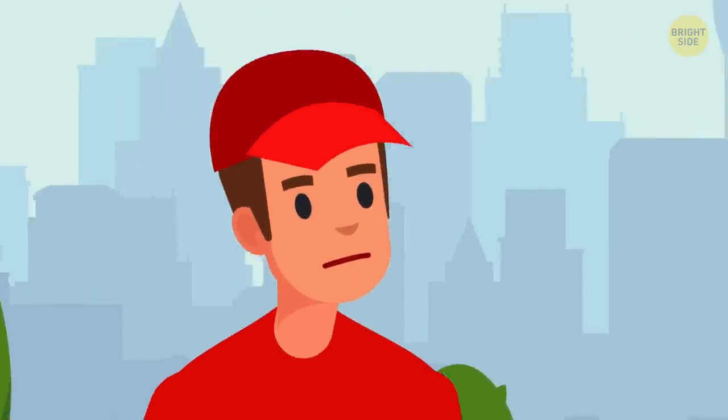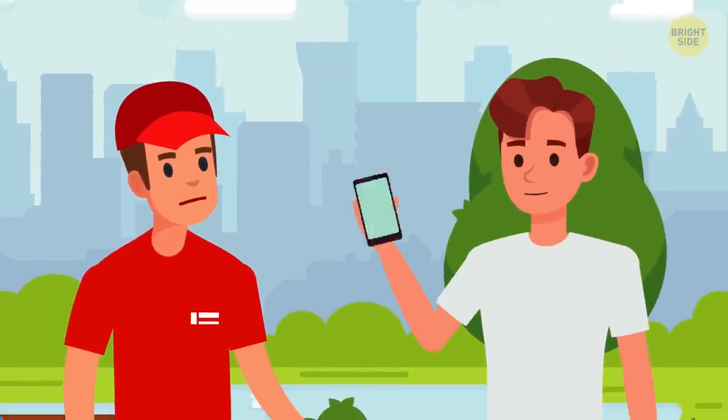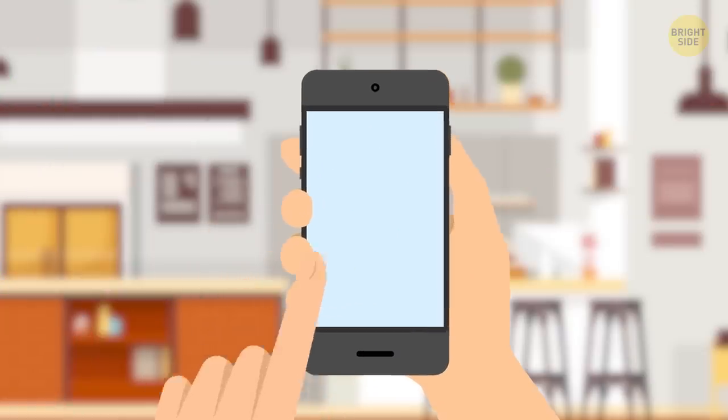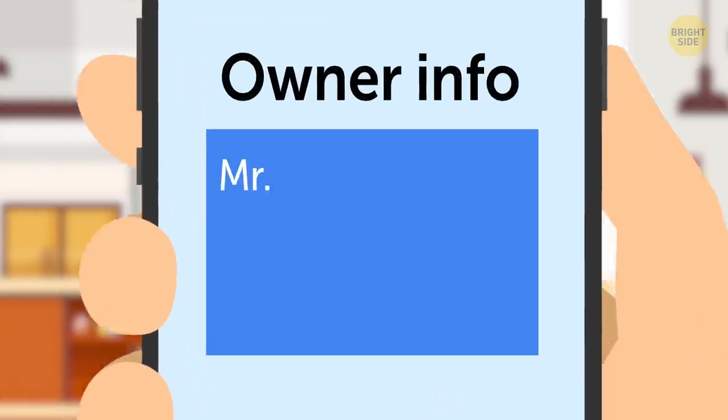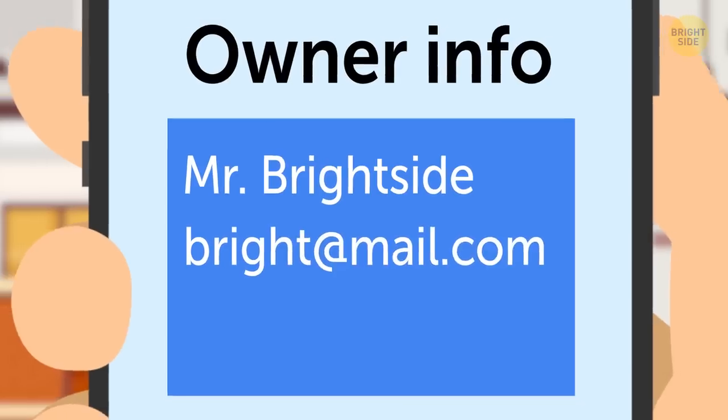Fill in your contact information in advance to help get your phone back if you lose it. Open Settings, Security, Owner Info. If you type your contacts in the open window, they will show up on your lock screen, helping to find you.